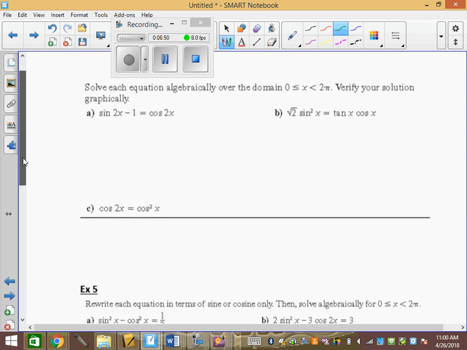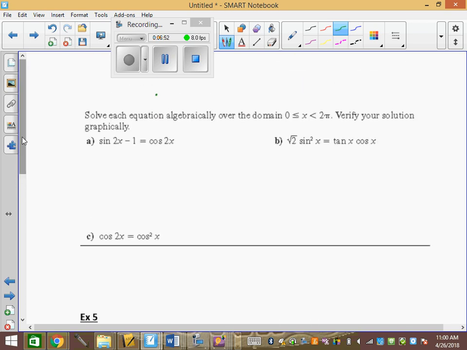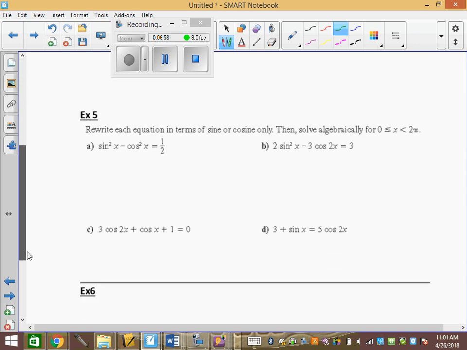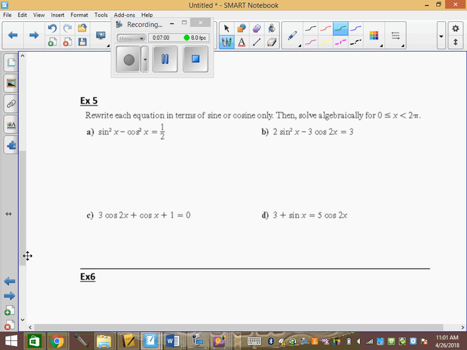So let's go to these ones for now. Actually, I'm going to skip 4. I'm going to go to 5 for now. Sorry. Okay. This one wants me to solve algebraically. Solve means x equals what? That's what I want as an answer.